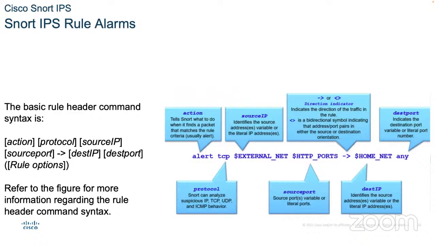Here is the basic rule process for a Snort rule. What do you want it to do? Do you want to alert? Do you want to drop? What protocol? What source IP? What destination? What source port? That kind of stuff. That's how you make a basic alarm.